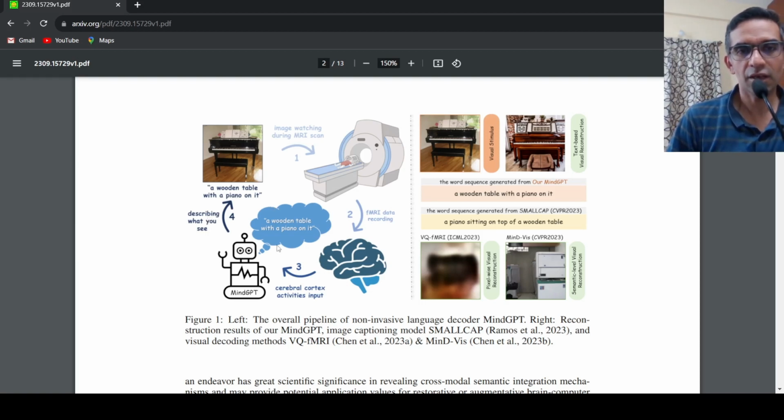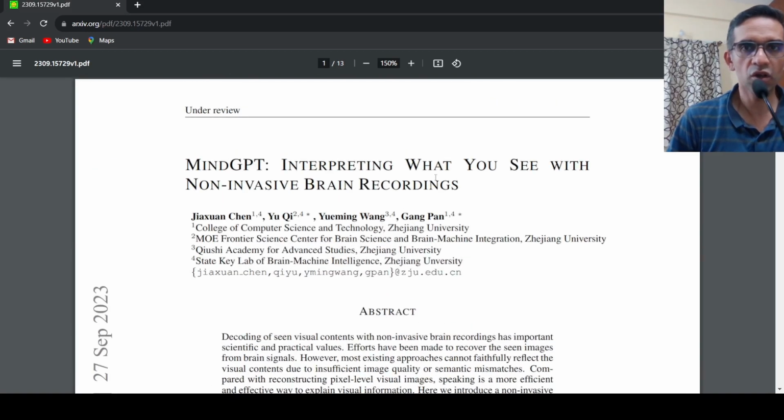Okay. So this algorithm is named MindGPT. It's quite fascinating, right? So here this person views an image of a wooden table with a piano on it during an fMRI scan. And from that fMRI data recording, you take this cerebral cortex activities input and give it to MindGPT. This MindGPT, or this AI algorithm, describes it as a wooden table with a piano on it. Okay. So this is a way of non-invasive conversion of what you see, right? It is an interpretation of what you see with non-invasive brain recordings.